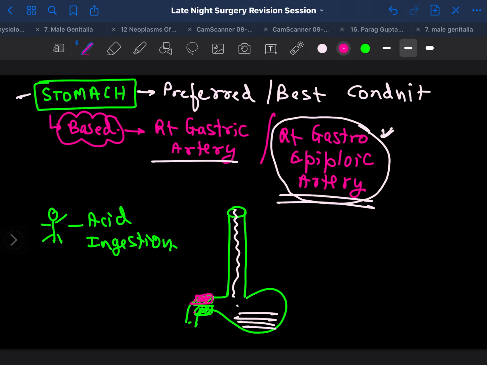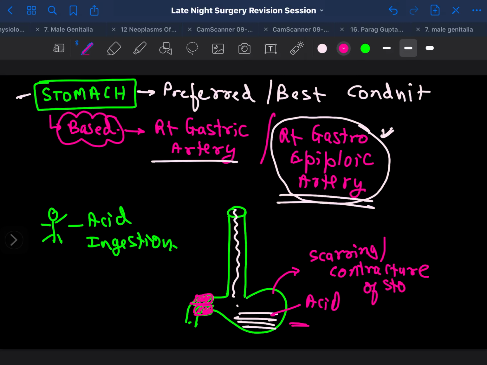So in the stomach, what you have is a pylorus. This pylorus will not allow the acid to go ahead. If the acid is not allowed to go ahead, it is going to cause scarring and contracture of the stomach, and because of this, the stomach is not the preferred conduit for replacement of the esophagus in the acid ingestion patient. I hope you understand my point.